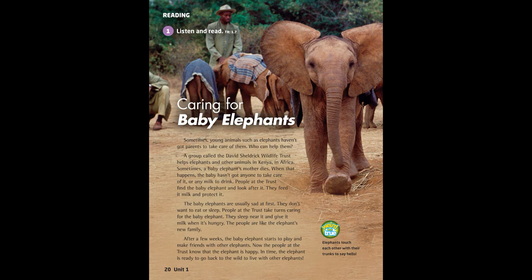Track 1.7. Reading. Activity 1. Listen and read. Caring for baby elephants. Sometimes young animals, such as elephants, haven't got parents to take care of them. Who can help them? A group called the David Sheldrick Wildlife Trust helps elephants and other animals in Kenya, in Africa.